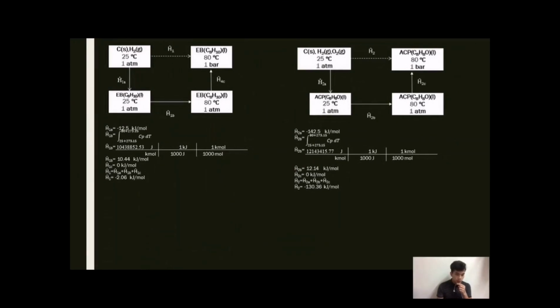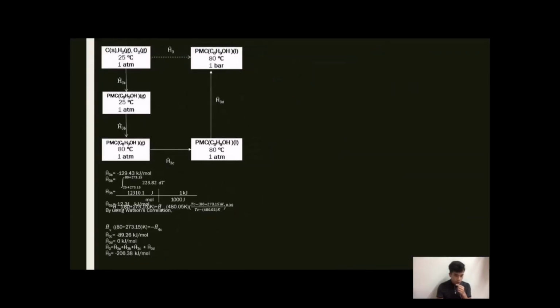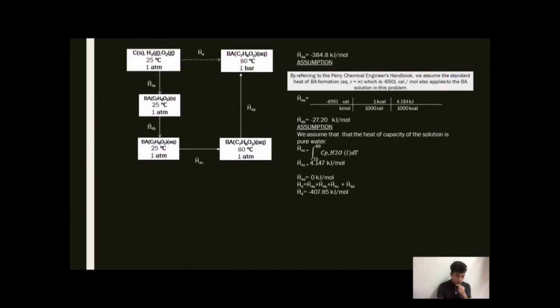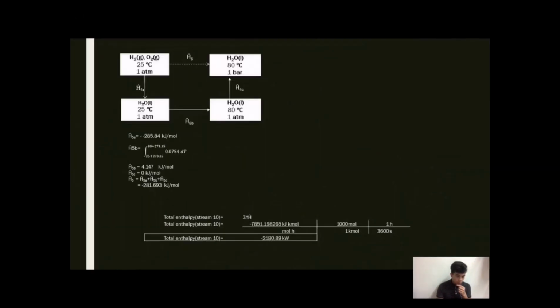For stream 10, this is the hypothetical path for EB liquid. The answer for H1 is negative 2.06 kJ per mole. This is the hypothetical path for ACP liquid. The answer for H2 is negative 130.36. This is the hypothetical path for PMC liquid. The answer for H3 is negative 206.38. This is the hypothetical path for BA aqueous. The answer for H4 is negative 407.85. This is the hypothetical path for H2O liquid. The answer for H5 is negative 281.693. The total enthalpy at stream 10 is negative 2180.89 kilowatt.